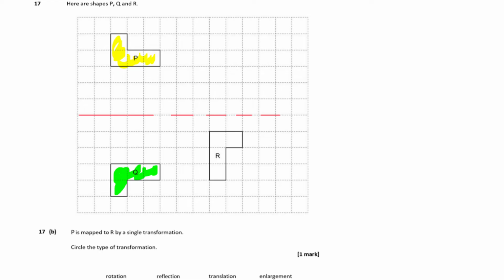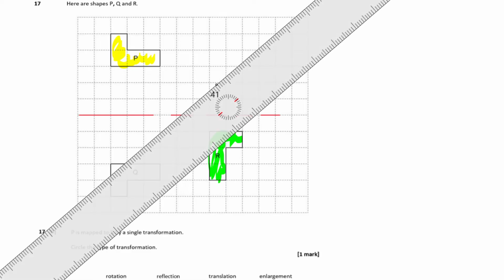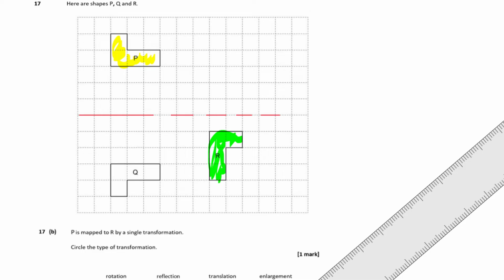Part B says P is mapped onto R using a single transformation. Okay, so we've got P up there, and then R is this one down here, isn't it? Okay, so how's it going to get from there to there? Well, it's not a reflection, is it? I mean, even if we had the mirror line here, can you see that the shapes would be the other way around if that was the mirror line? So I don't think it's a reflection.